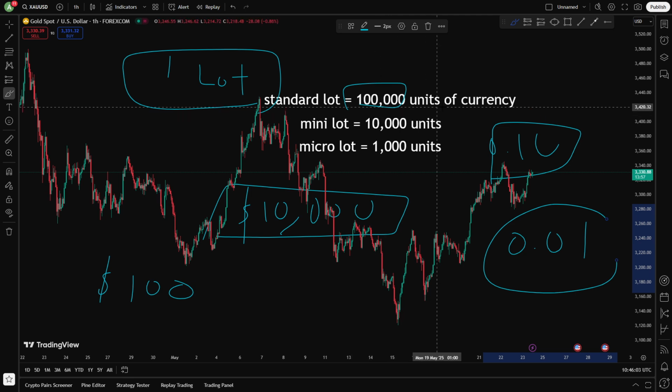One lot is 100,000 units of currency. 0.10 lot is 10,000 units of currency. 0.01 lot is 1,000 units of currency. So basically we call this one lot, we call this 10 seng, we call this 1 seng. Alright, 1 seng, 10 seng, 1 lot.